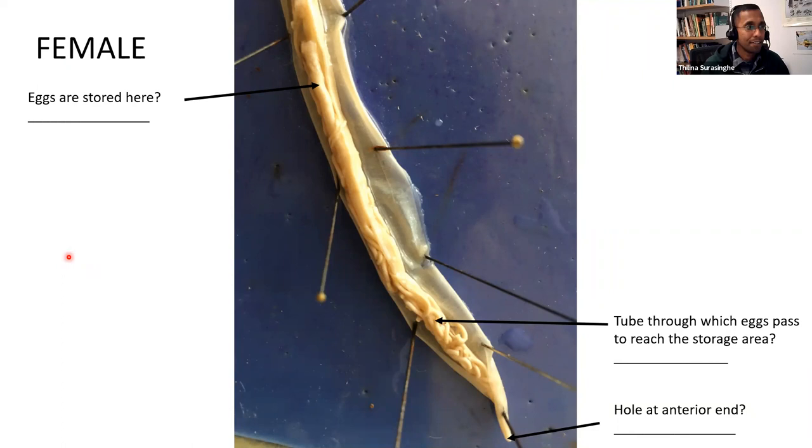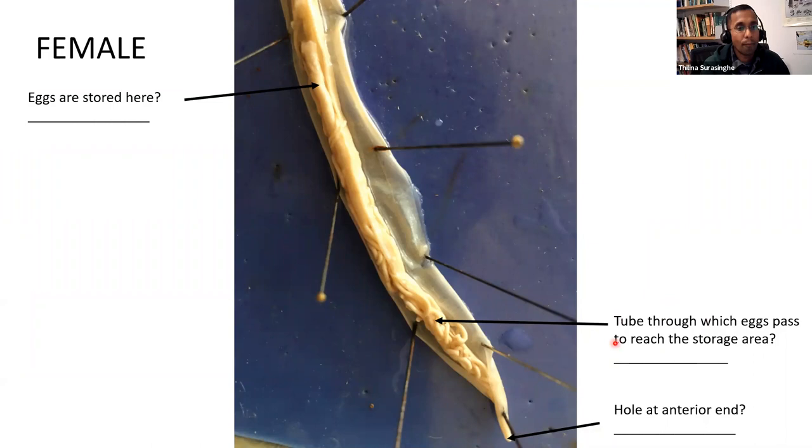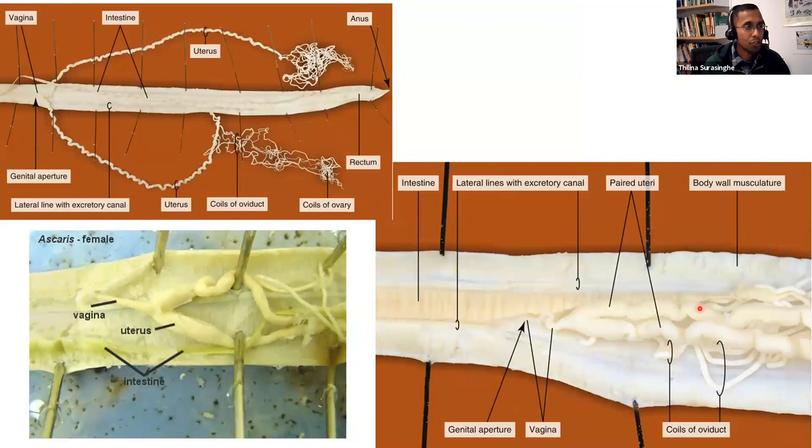Or eggs are stored, not produced, stored. Where would you think that is? If you look over here, maybe that might be a little bit helpful. Where do you think the eggs are stored? Not produced, stored. This long, large structure, that's called the uterus, right? And then the eggs go to the uterus through a particular structure called, anyone want to guess out of all of these labeled things, how eggs get from the ovary to the uterus?